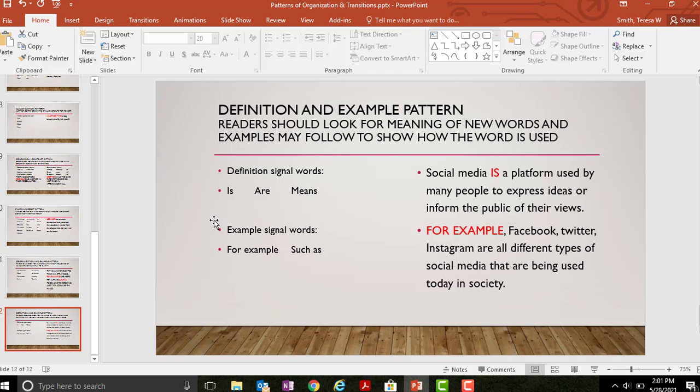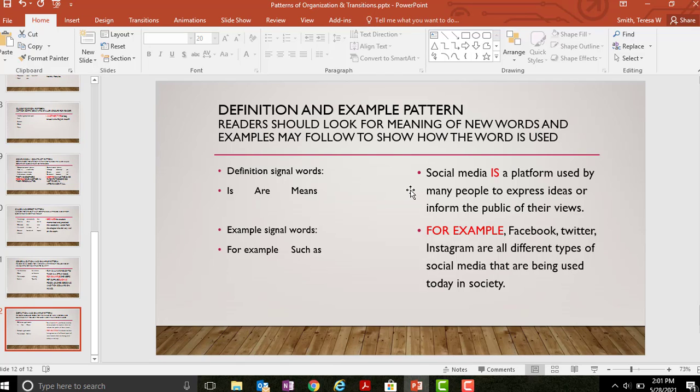The final pattern that we want to look at is definition and example pattern. Readers should look for the meaning of new words, and examples may follow to show how the word is used. So some definition signal words: is, are, and means. And then example signal words are, for example, and such as.